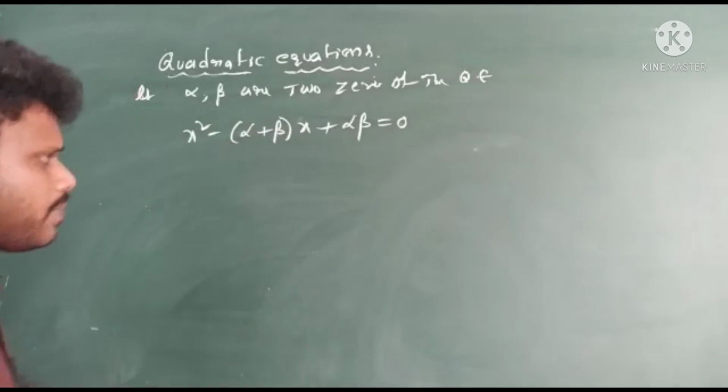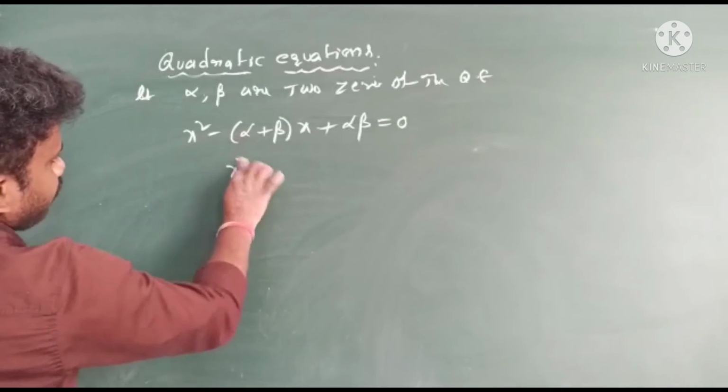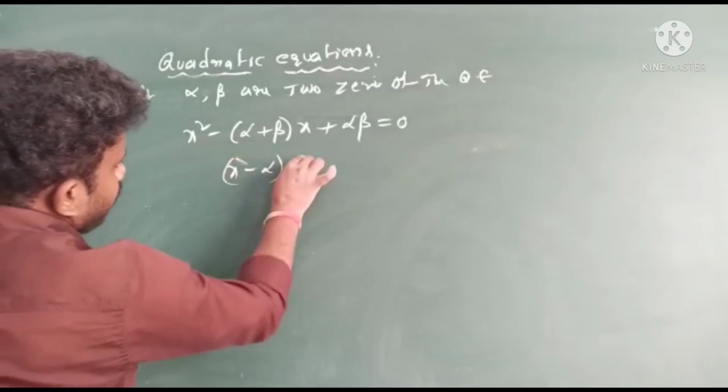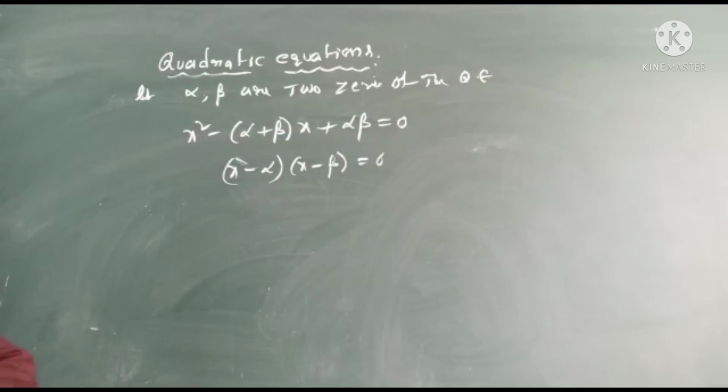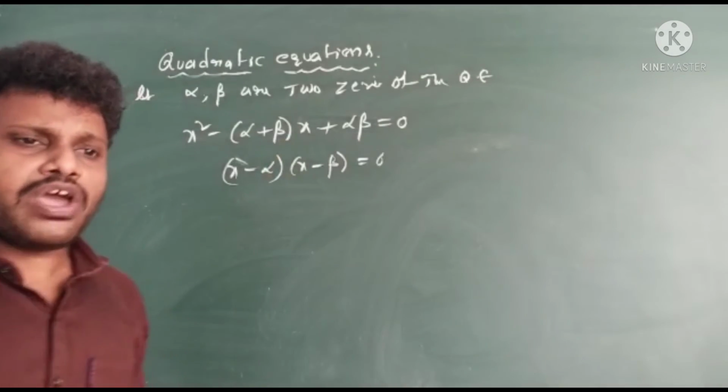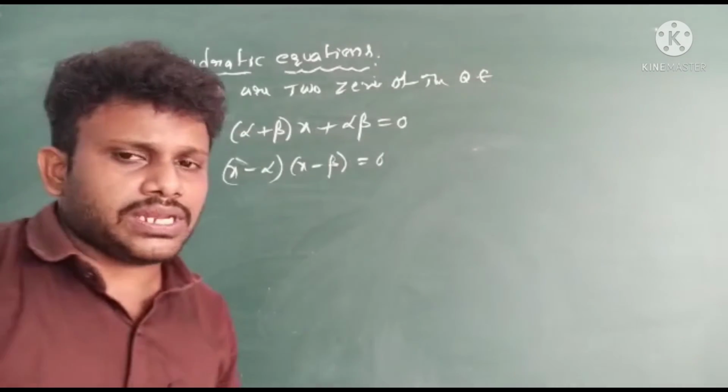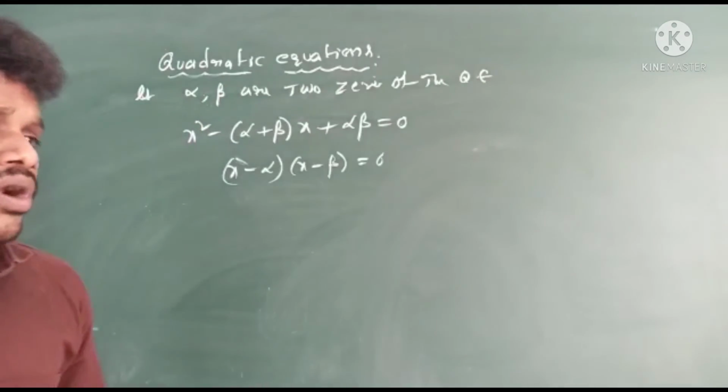Now not only this, one more method we can follow, that is (x minus alpha) into (x minus beta) is equal to 0. So by using these two formulas, when we know the zeros of the quadratic equation, we can frame the quadratic equation.